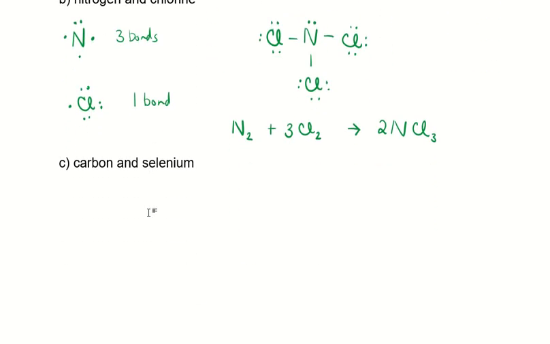Our last one is one of these ones that's a little bit tricky. If we look at carbon, group 14, it has 4 valence electrons and can form 4 bonds. Selenium's in the same group as oxygen, group 16, so it's got 6 valence electrons and can form 2 bonds.